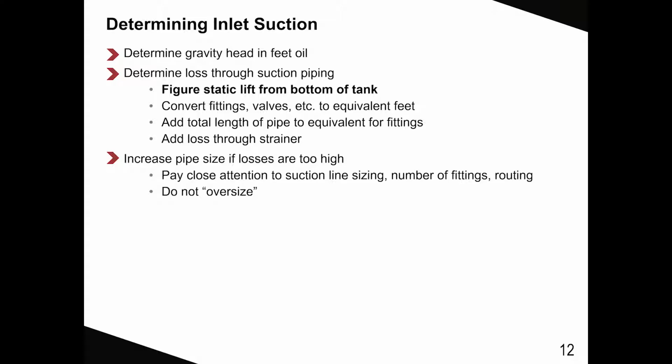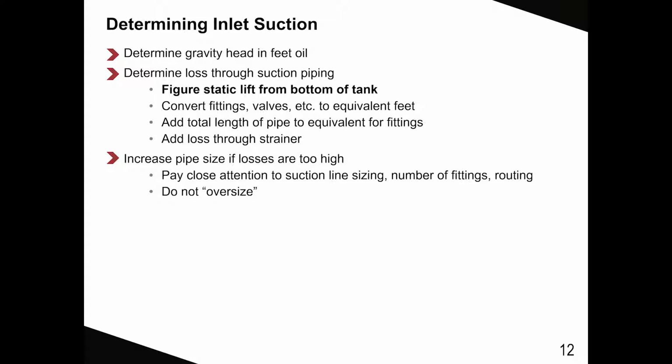Determining inlet suction. Determine gravity head in feet of oil. Figure the lift from the bottom of the tank to the pump inlet. Convert your fittings, your valves, your length of pipes. Add your losses through the strainer. And by the way, we like to size our strainers at a 1/2 inch mercury pressure drop through a clean basket. If your losses are too high, increase your diameter.